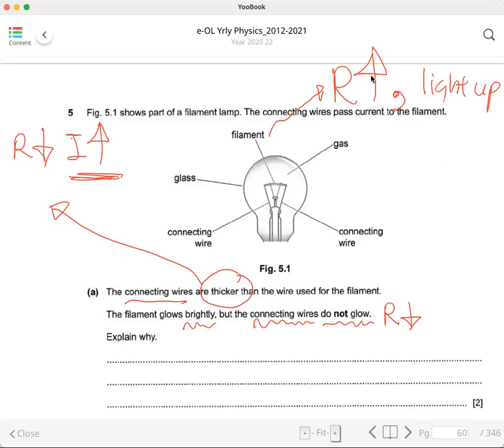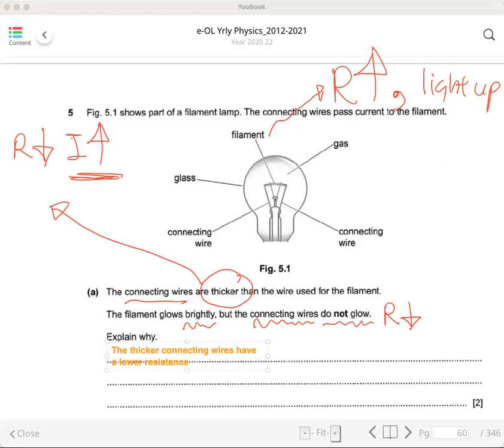So let me just type it out for you so that you can have a reference if you want to look back at the video. So far, very few of you look back, right? So I shouldn't type one. Okay, the thicker connecting wires have a lower resistance.